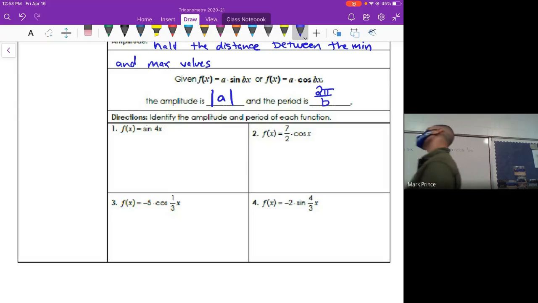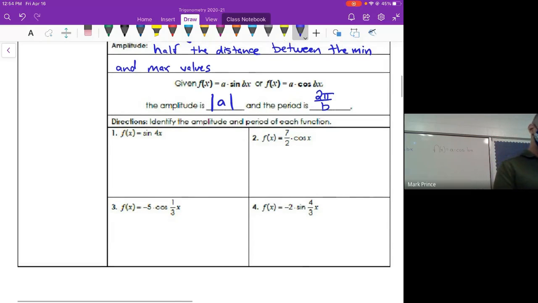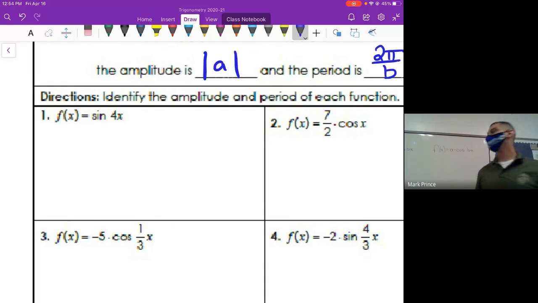All right, so for the first 4, just a quick little warm up. Let's identify the amplitude, let's identify the period, and then I'll shift to Desmos. I think it's easier that way to see it and then translate it. So for our first one, we have sine of 4x. Let's label what a is for this problem. A is the number in front. Yes, it's 1. If there is no number, it's 1. And then our b is 4.